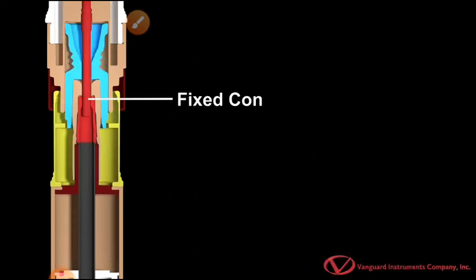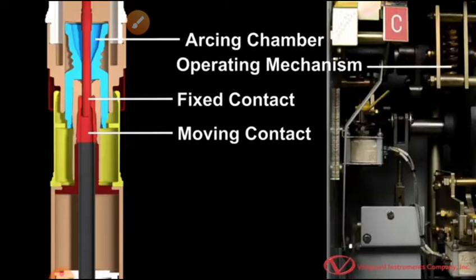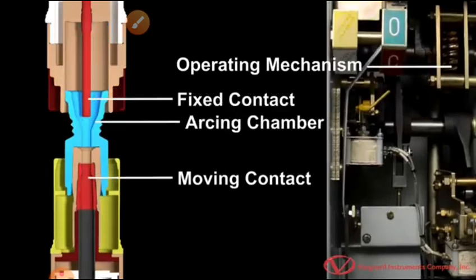Circuit breakers feature fixed and moving contacts that are housed in an arcing chamber and are opened or closed by an operating mechanism. The blue color is the arcing chamber, and the red one is the breaker's operating rods. The operating mechanism controls the moving contact to quickly open or close the circuit.